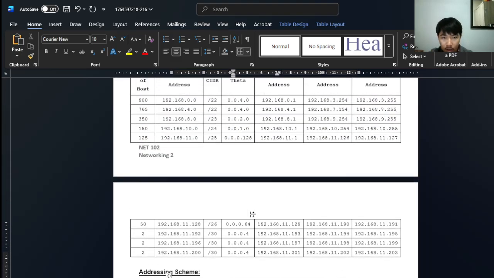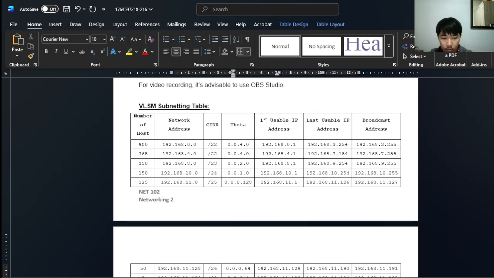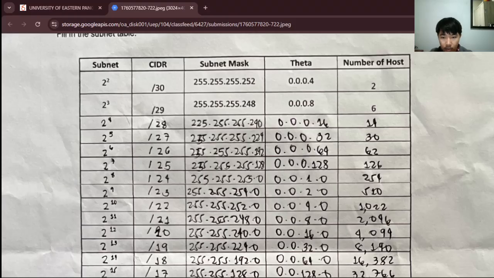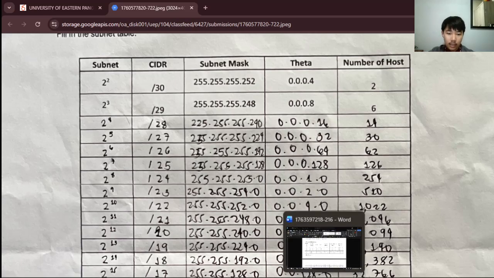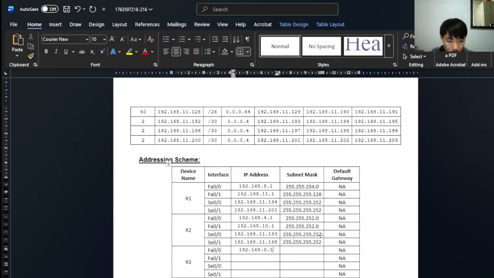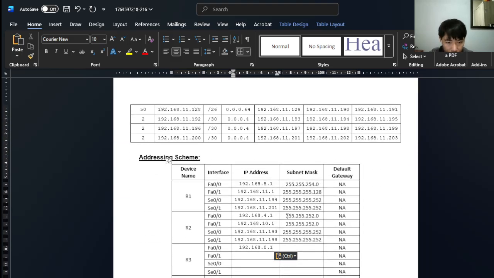So for the CIDR is 22. 22 is 255.255.252.0. So let's check if here. Let's copy this one.